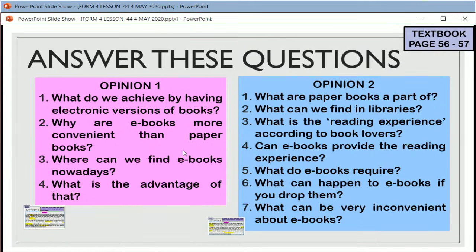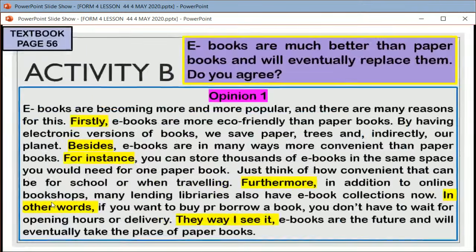Where can we find ebooks nowadays? Very simple. Okay, you need to find ebooks. Okay, the keyword is find ebooks nowadays. Where can we find? Where? Right? So where can you find? There will be a few answers there.